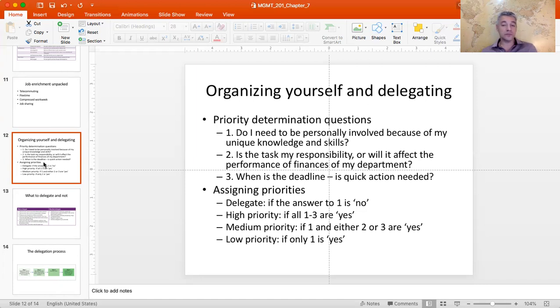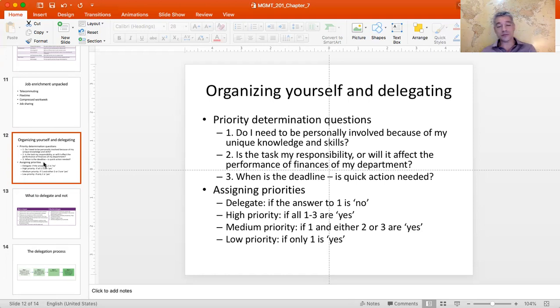Number one is, do I need to be personally involved because of my unique skills and knowledge? Number two, is the task my responsibility or will it affect the performance or finances of my department? And number three, when is the deadline? Is quick action needed? So if you answered no to question one, do I need to be personally involved? It's very clear. You delegate, right? You don't do something that you don't have to do.